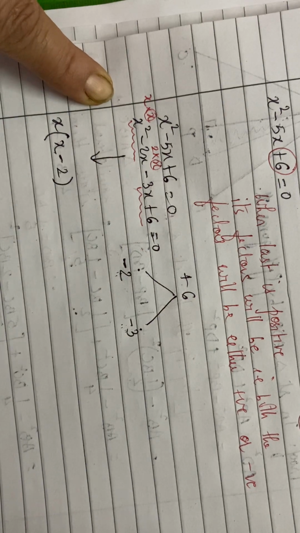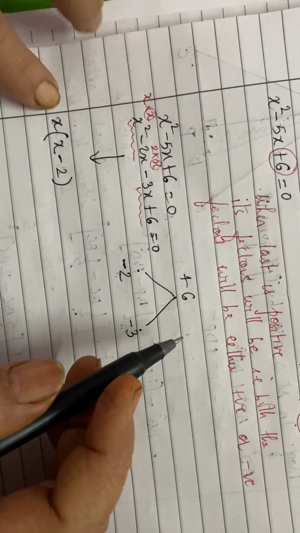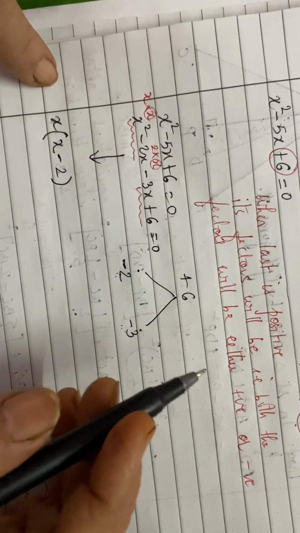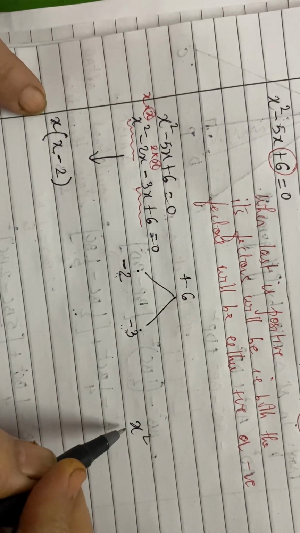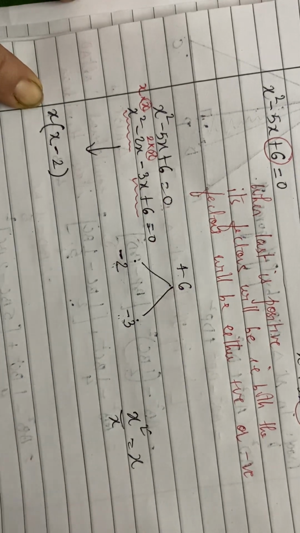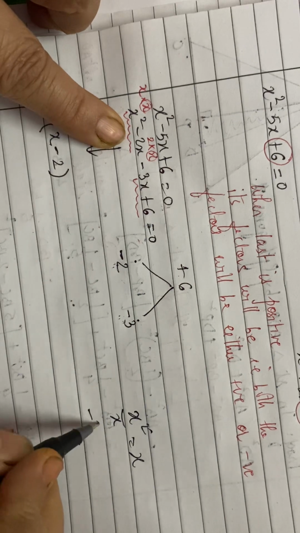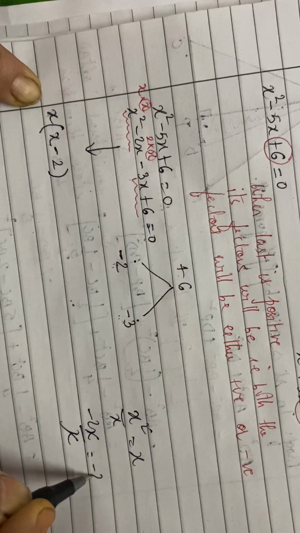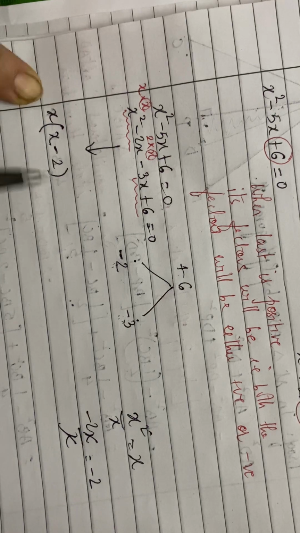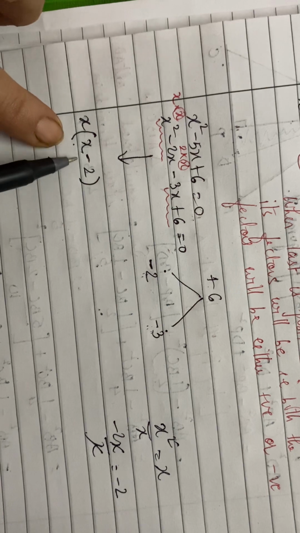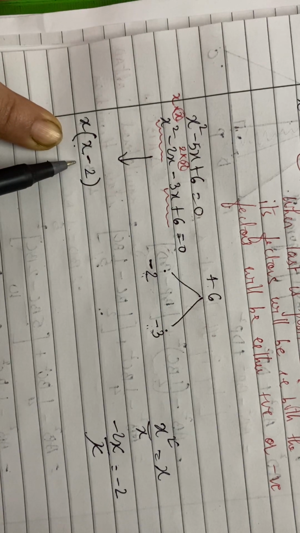Are you getting that? Whenever you take out a common term, you have to divide each term by that common term. See, x square divided by the common term x leaves you with x. You take minus 2x divided by the common factor x, x is cancelled. You are left with minus 2. So when we have taken out x common from these two terms, what do we have in the bracket? x minus 2.